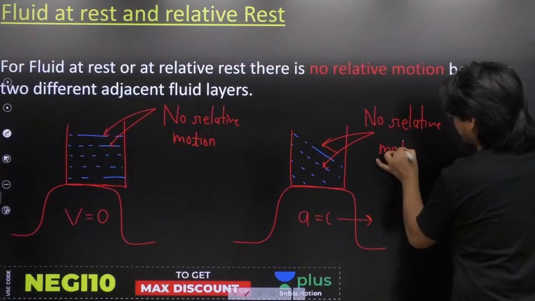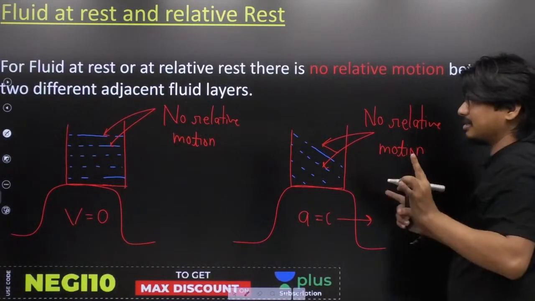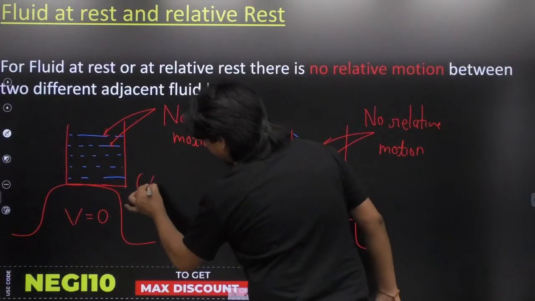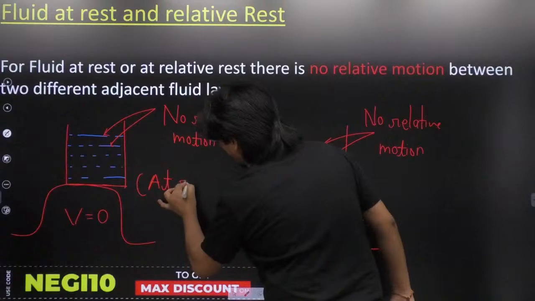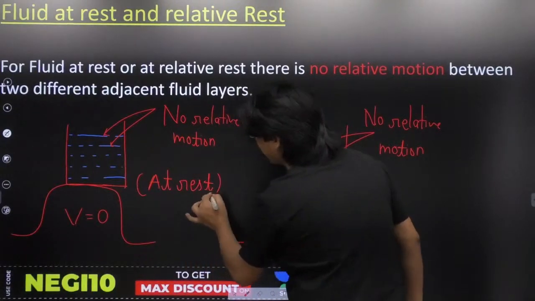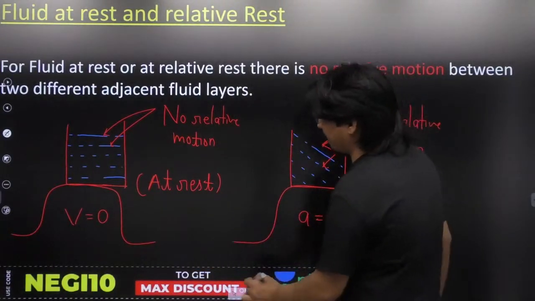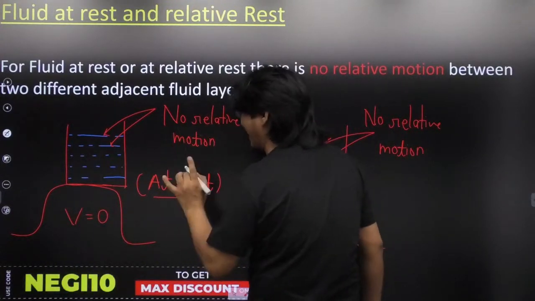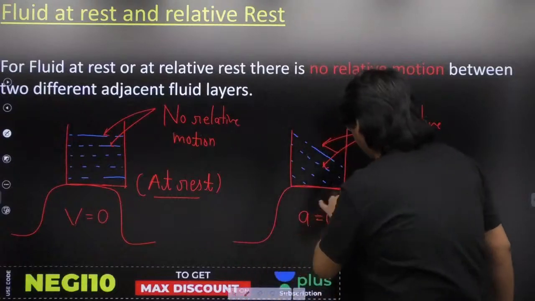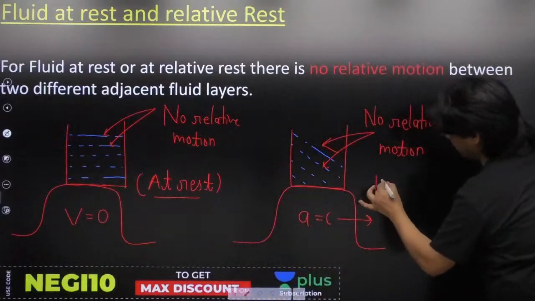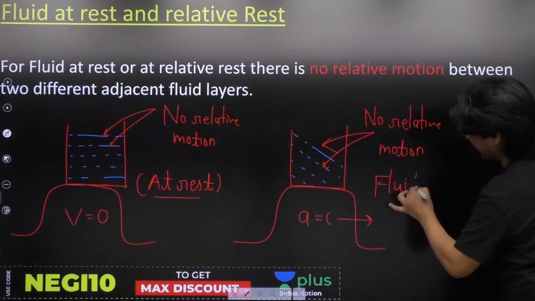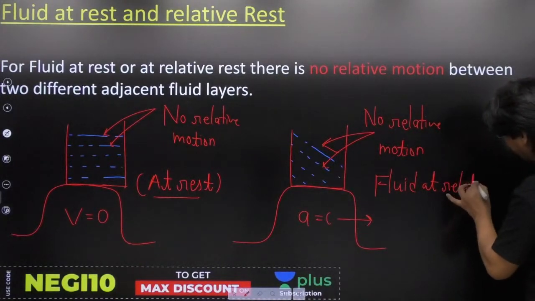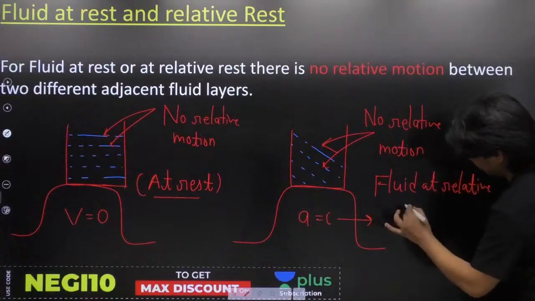But I have discussed earlier clearly. This is the case of what? At rest. If you see from your reference, this car is not moving at all. So it is the case of fluid at rest. And this is the case of what? Fluid at relative rest. If you see from your frame of reference, fluid at relative rest.